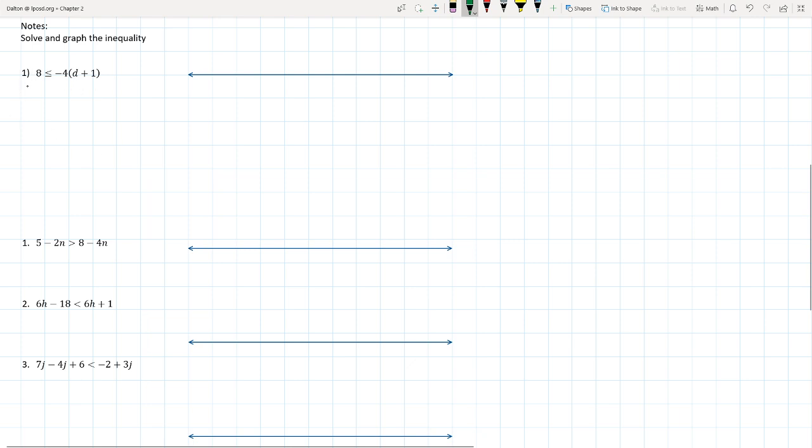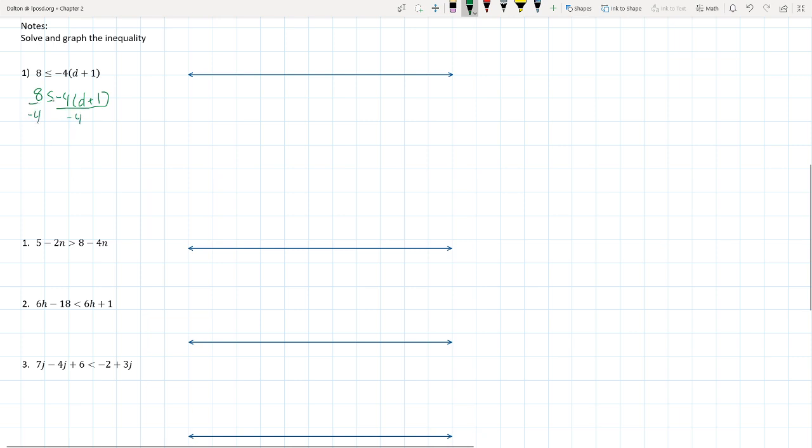So number one, 8 is less than or equal to -4, and then in parentheses d plus 1. Whenever I first see this, I see this 8 and this -4, and I kind of want to get rid of this -4. Otherwise, I could distribute it out. So what I'm going to do, I'm going to divide everything by -4. And I'm first going to write everything out again. That way I keep that original equation and can check to make sure everything works out. So I'm going to divide everything by -4.